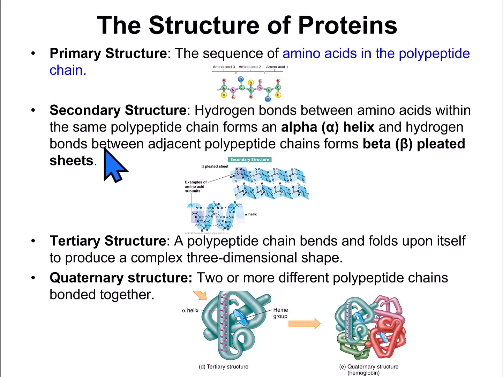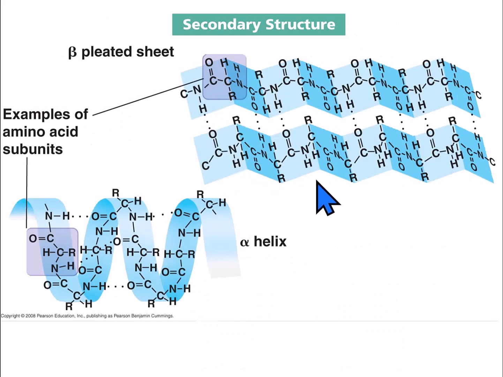The secondary structure is where you have hydrogen bonds between amino acids within the same polypeptide chain, which forms an alpha helix, and hydrogen bonds between adjacent polypeptide chains form what are called beta-pleated sheets. This is a beta-pleated sheet. You can see these hydrogen bonds between here. These amino acid chains can fold back on each other and form these hydrogen bonds connecting them, forming sheets. And then here is an alpha helix, where you see the hydrogen bonds in between the amino acids of this helix.